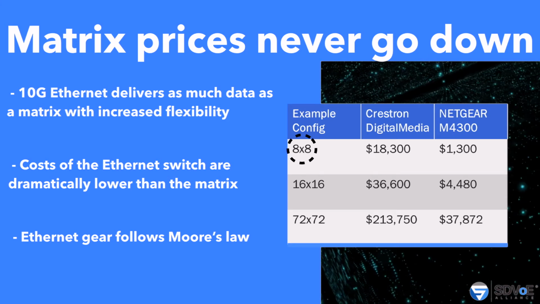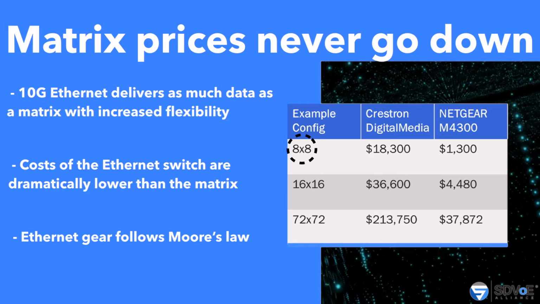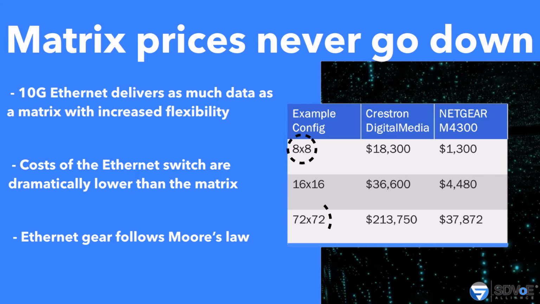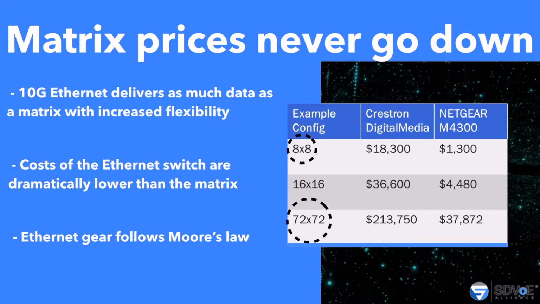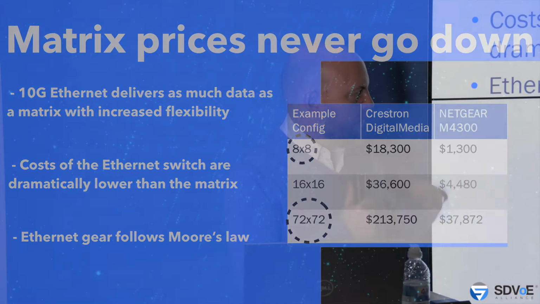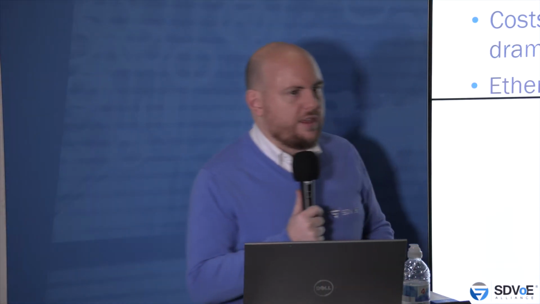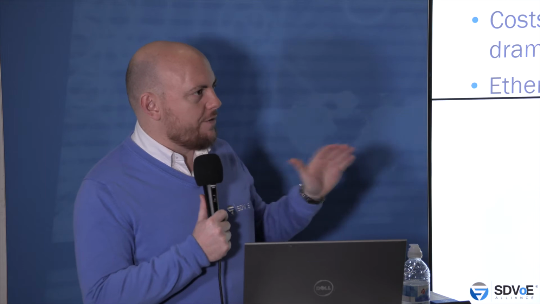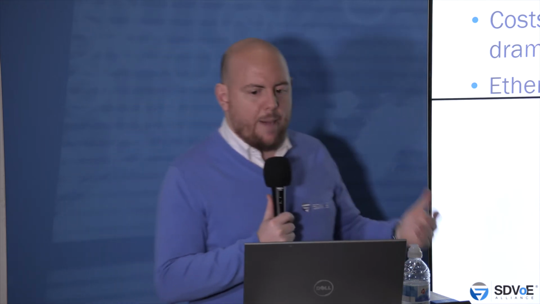Even all the way up at the high end, if I take a DM switch and kit it out with 72 ins and 72 outs, that's a $200,000 matrix switch. I can build the same thing out of 3 Netgear switches, fully non-blocking, for under $40,000. The cost savings here can be truly incredible. And over the long term, Ethernet prices go down while matrix switch prices go up.